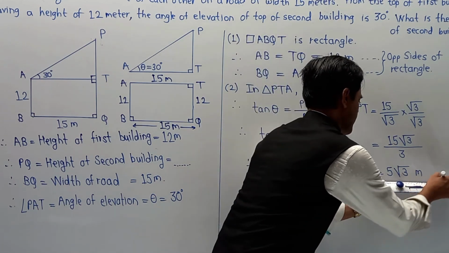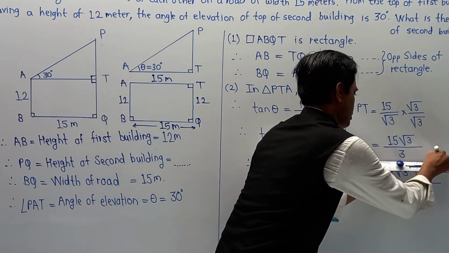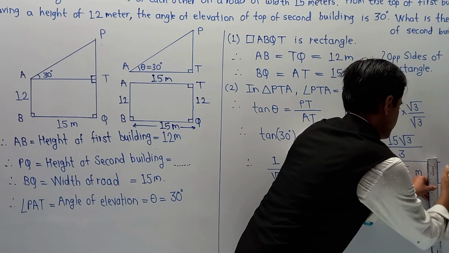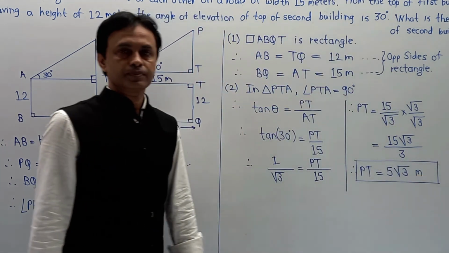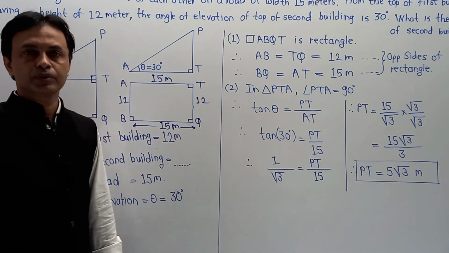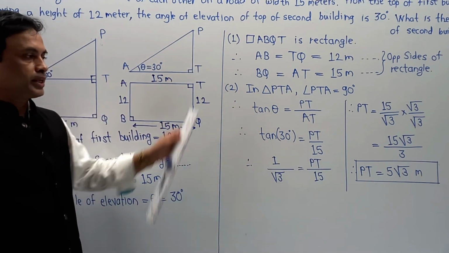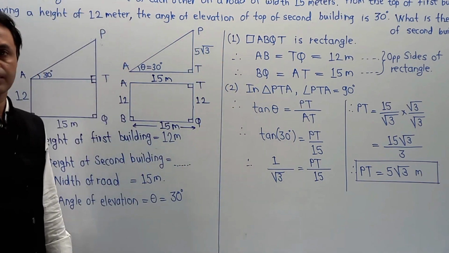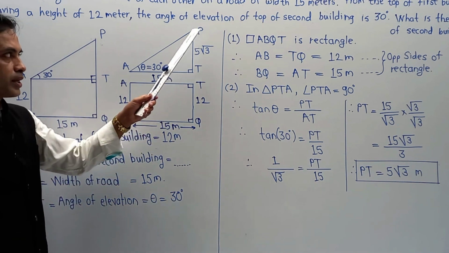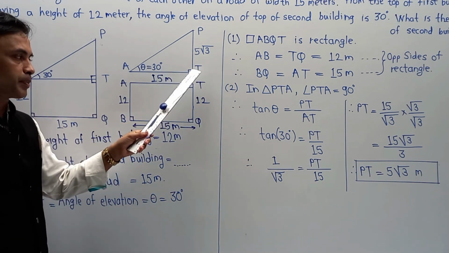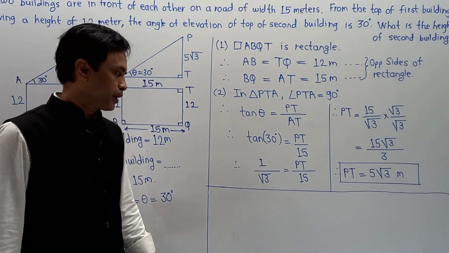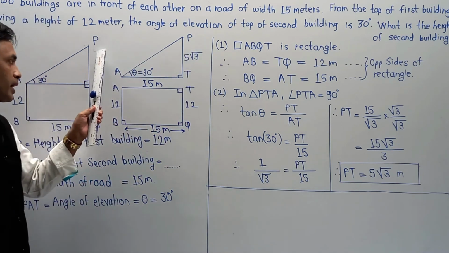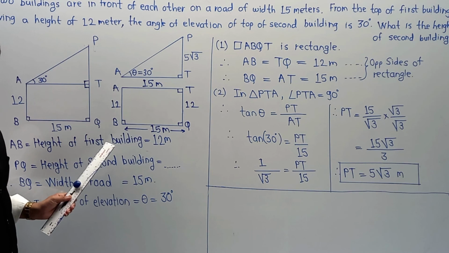And in this way, you are able to get the value of PT. So up to this step, we are able to reach, and that value of PT becomes 5 root 3 meters. Now you have to just calculate total PQ, that is nothing but PT plus TQ. Now we have to calculate the total value of PQ. As per diagram, total PQ is nothing but PT plus TQ.